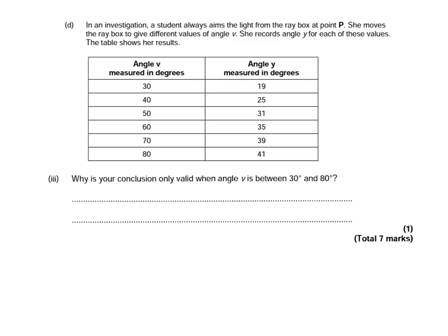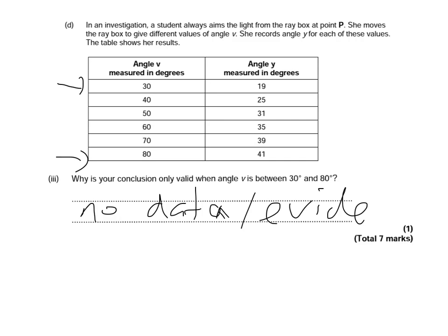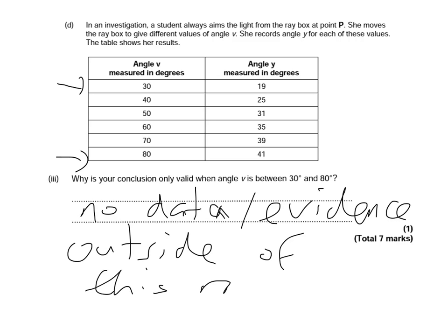So in the last part of the question, it says, why is your conclusion only valid when angle V is between 30 and 80? So you can see the first data we collected at 30, and the last piece of data we collected at 80. So the reason why it's only valid in that range is we have no data or evidence, whichever word you prefer to use, outside of this range. So we can't use any data that's outside of that range because we can't be certain about it. And that brings us to the end of this question.